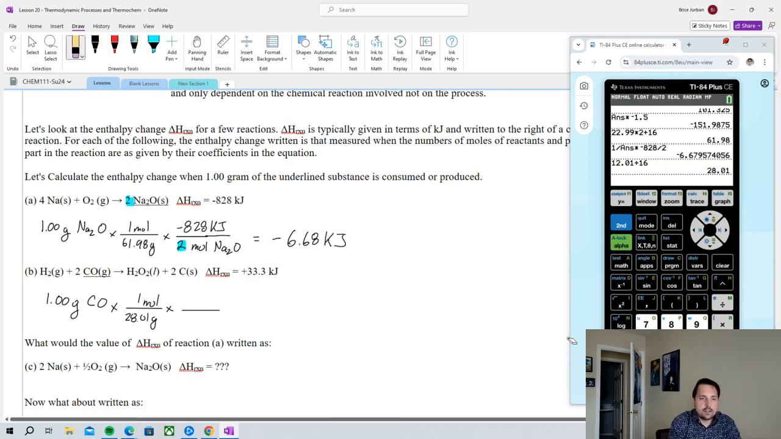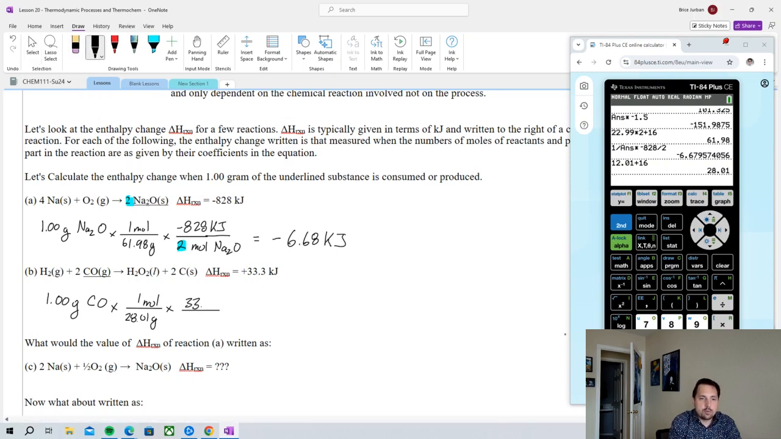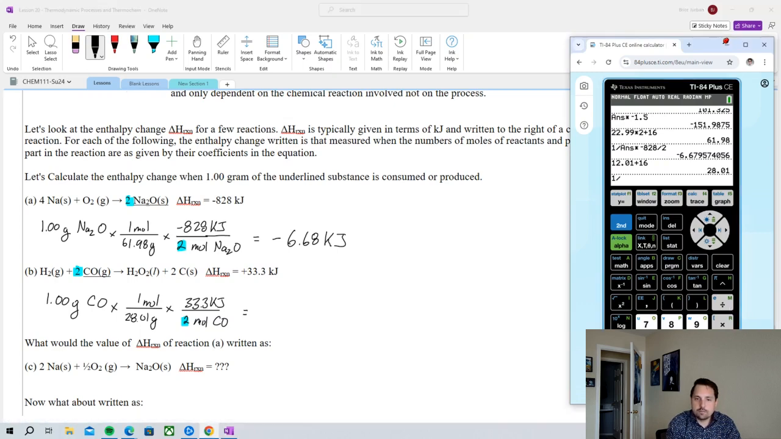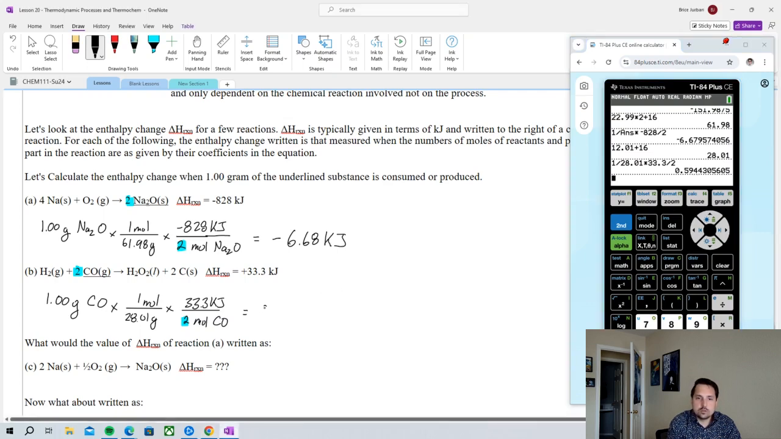And then we want to pay attention to how the chemical reaction is written. So for every 33.3 kilojoules of energy that's required, that's for every 2 moles of CO. So this reaction is endothermic. It requires energy to occur. So how much energy do we need to react 1 gram of carbon monoxide? We need 0.594 kilojoules.